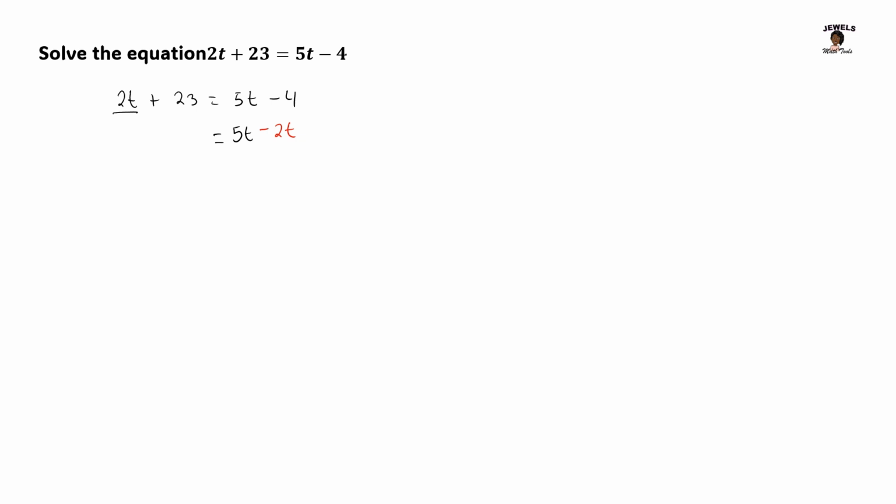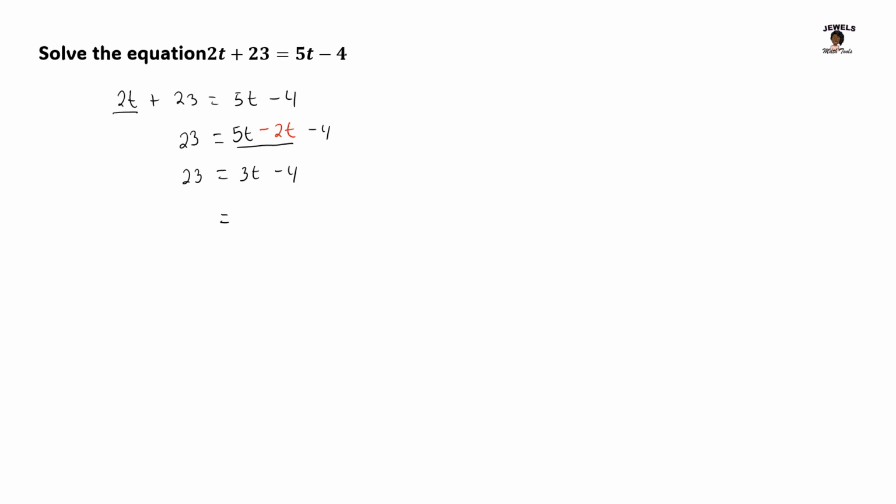And then we're going to put back our minus 4. And on the left hand side, I will return my 23 back to my equation. So now returning our 23, I'm going to simplify my 5t minus 2t, which will equal 3t, and return the minus 4 back to my equation. So now that I have simplified my terms with my variables, I'm now going to focus on my constants.